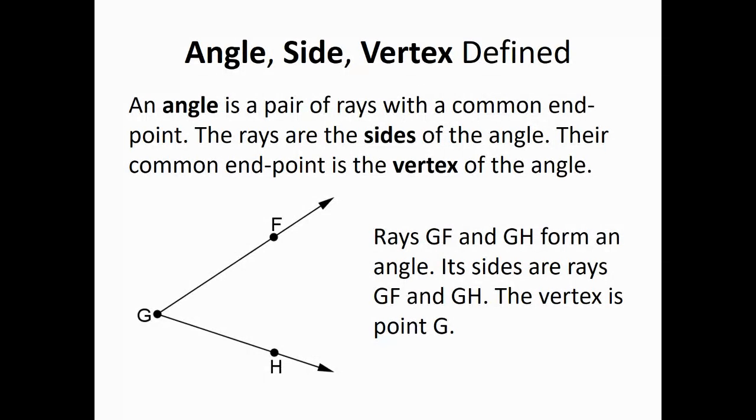So look at the diagram below. In this diagram, we have 2 rays. One of them is GF, the other is GH. They share that common endpoint G. So the object that results, composed of those 2 rays with the common endpoint, that is an angle. Each of those rays, we say, is a side of the angle, and the common endpoint is the vertex.